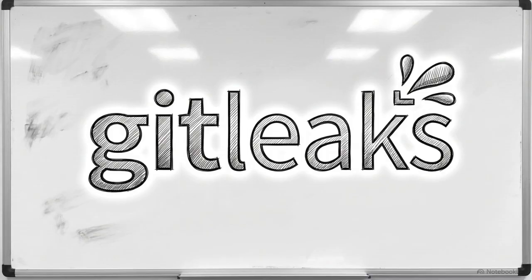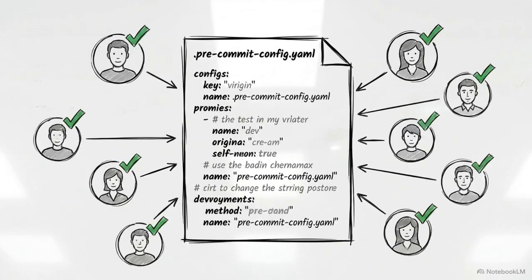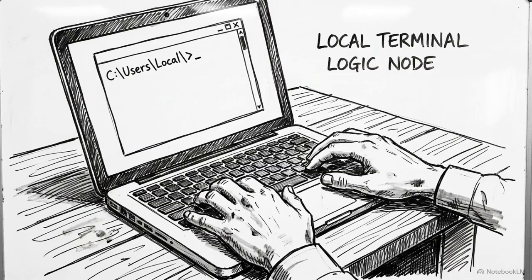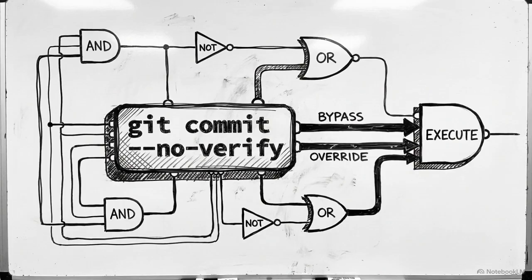This operational bottleneck leads to Layer 3, pre-commit frameworks, specifically using the open-source tool GitLeaks. Standardizing secret pattern detection through a .precommit.config.yaml file eliminates the need for developers to maintain their own detection scripts. These three local layers reduce accidental leaks, but they reside entirely on the client side. A developer can still manually bypass them.